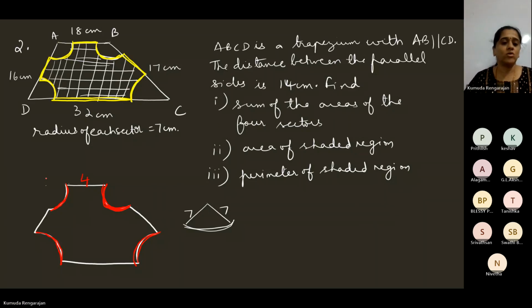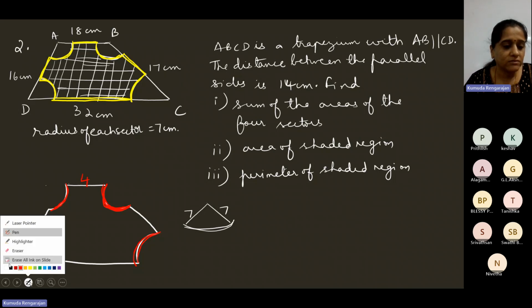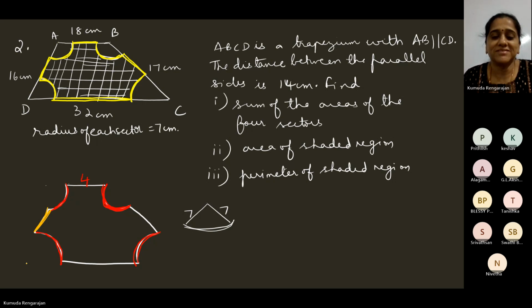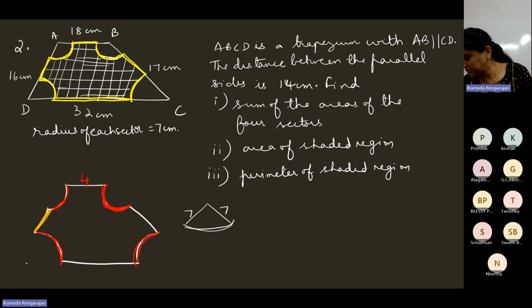Correct? Okay, then what are the remaining portions? This one, how much is that? That'll be 16 minus 7 minus 7, so 2. And here it will be 32 minus 7 minus 7, so 32 minus 14, 18. And here it will be 17 minus 7 and 7, 17 minus 14, which is 3. All right, so this is how we answer the question. I've done my part. Please try this.